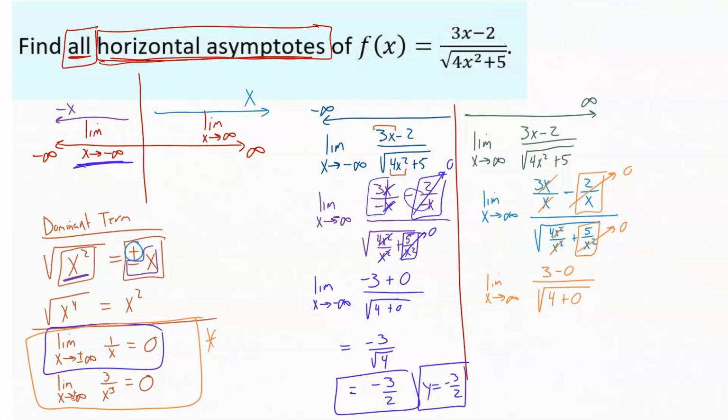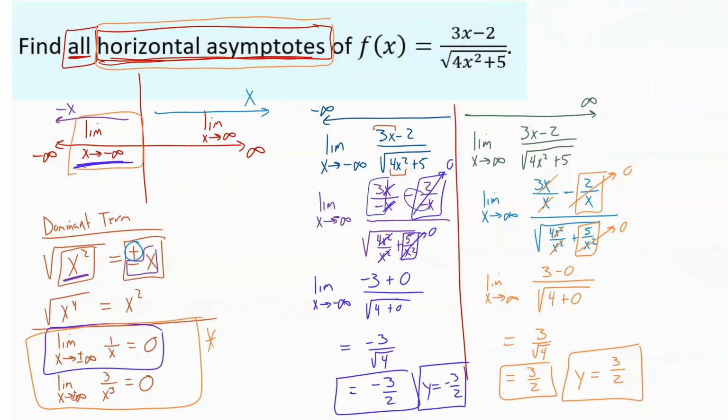And now when we finish this thing out, we end up with on top a positive 3 over, on the bottom, square root of 4, which is going to give us positive 3 over 2. So our horizontal asymptote as x heads to positive infinity is y equals 3 over 2. So you can see that it is important to know which direction you're going. It's also important to remember that when someone is asking you to find the horizontal asymptote, that means you need to find two different limits: the limit as x heads to positive infinity and the limit as x heads to negative infinity.